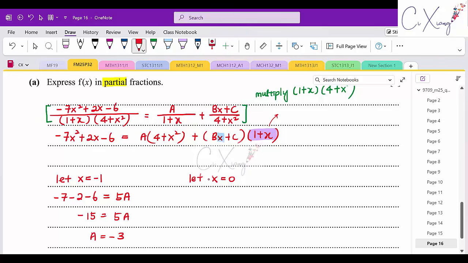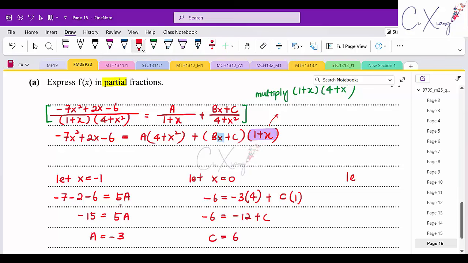When I substitute x equals 0, left-hand side is -6. Okay, 0 plus 4 is 4, 4 times a. So you're having a is -3, then with a 4. Then plus b times 0, you get 0. You're left with c. Then 1 plus 0, you get 1. And again, you can see very easily that you will get the value for c. C should be equal to 6. Okay, we successfully found the values for a and c already.